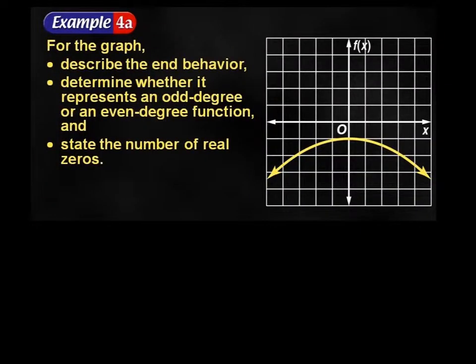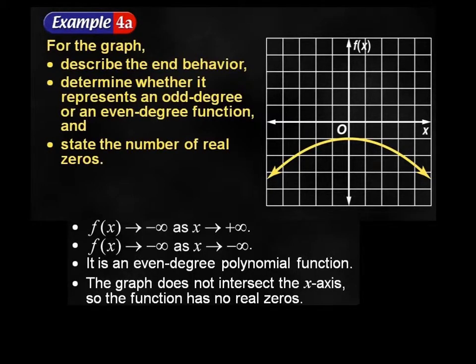They're going to ask us to describe the end behavior, determine whether it represents an odd degree or even degree function, and state the number of real zeros. F of x approaches negative infinity as x approaches positive infinity, and f of x also approaches negative infinity as x approaches negative infinity. Both ends are going the same direction, so it's an even degree function, and the graph does not intersect the x-axis, so it has no real zeros.